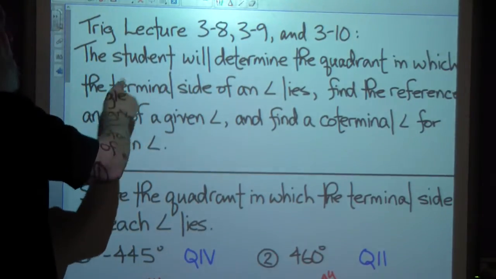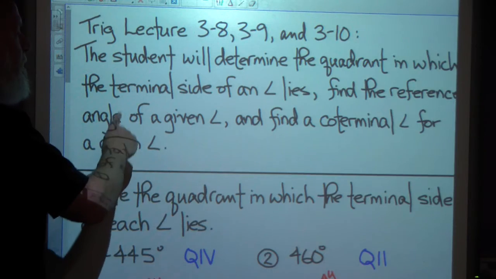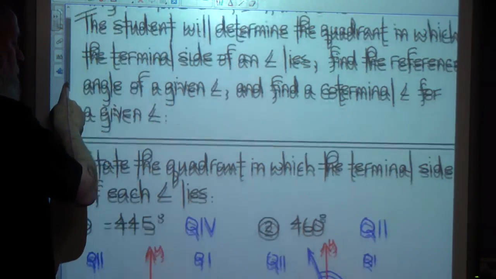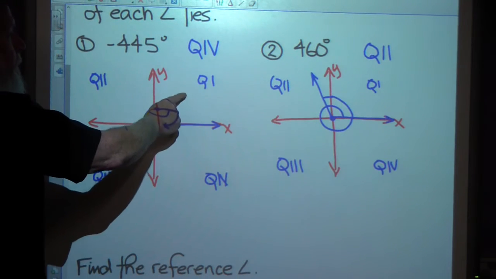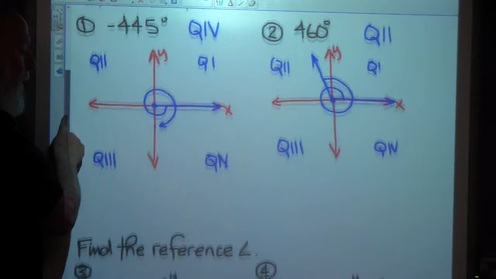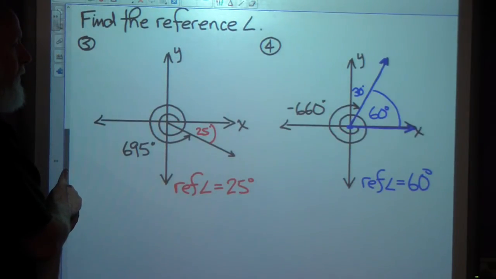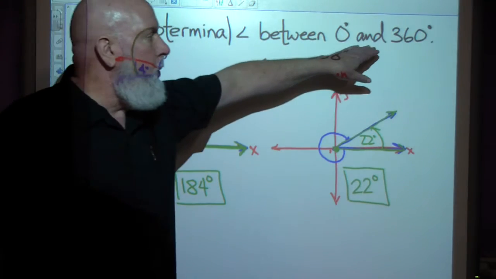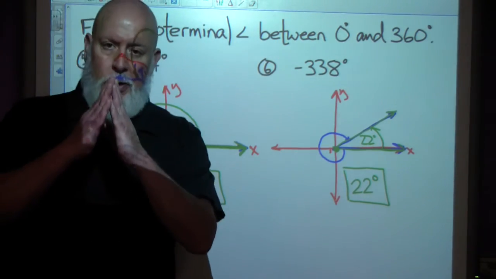We were asked to determine the quadrant in which the terminal side of an angle lies, find the reference angle of a given angle, and find the coterminal angle for a given angle. And that's what we did. I started out missing which quadrant I was in. Reference angles and coterminal angles limited to one rotation. You can do this.